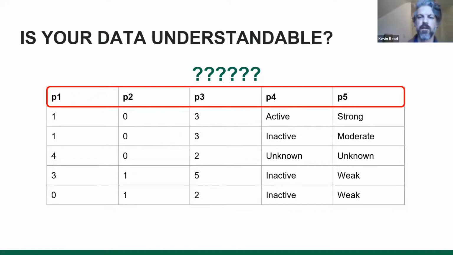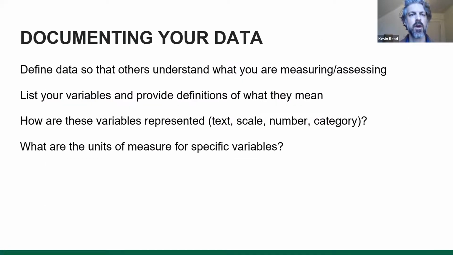And so ultimately, without any documentation, this data is useless to me because I don't know what's being measured, I don't know how it's being measured, and I don't even know what it pertains to. And so when you're documenting your data, think about defining it so that others understand what you're doing. List your variables and provide definitions of what they mean. How are they represented? Like looking at text, is it a scale, is it a number or a category? And what are the units of measure for specific variables?